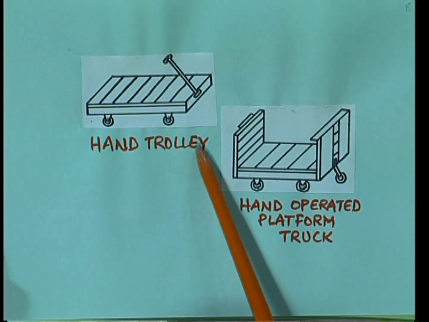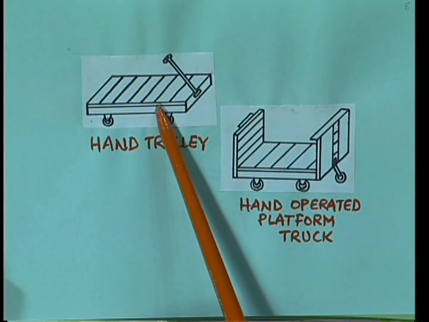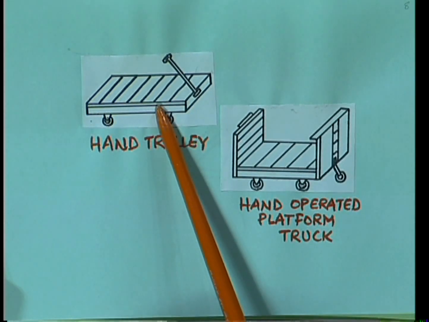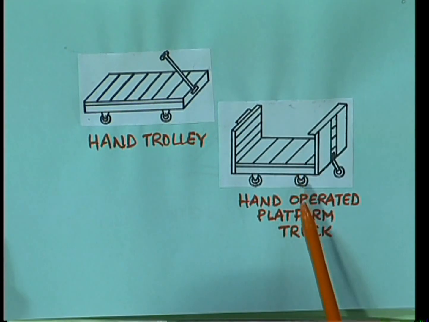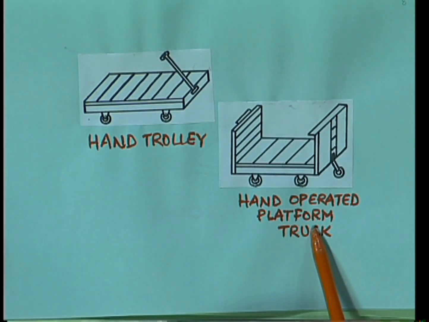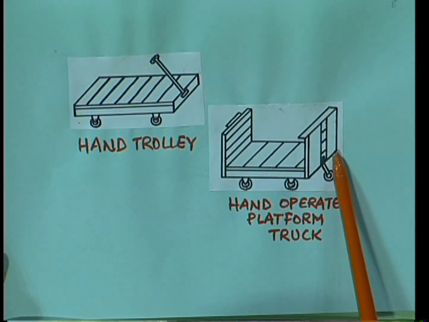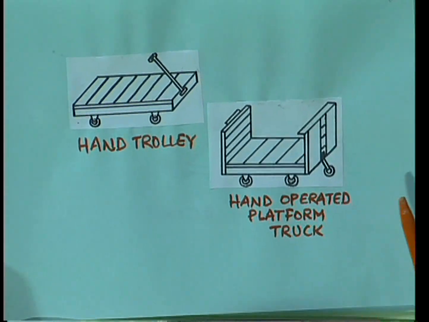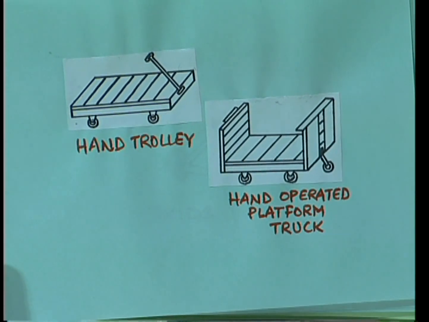In this hand trolley we will put the materials here, whereas here there is no covering, but here there is a hand operated platform truck. The platform is there, and some closing is also there, in case some of the goods may not be stiff etc., then we can accommodate it.